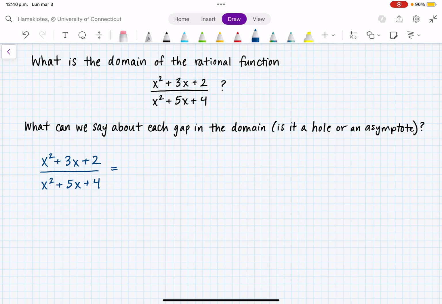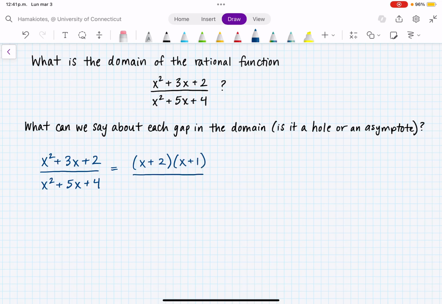So to determine the domain, we want to find where the denominator equals 0, so we can make sure we take that out of the domain. Since we have one function over another function, it would be good to see if we can factor each one and see if we get any cancellation. So let's look at x squared plus 3x plus 2. We want to find two numbers that multiply to 2 and add to 3. So we have 2 times 1, which is 2, and 2 plus 1 is 3. So the numerator factors as x plus 2 times x plus 1.